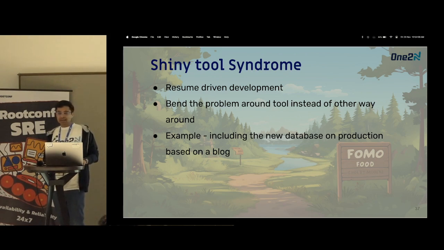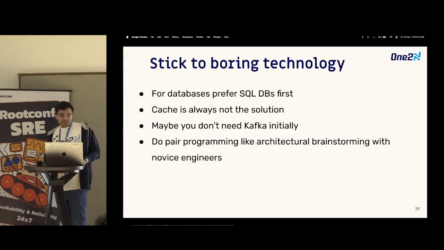For example, last year, I don't want to name it, but including a new database on production based on a blog because it was just hyped on social media, and you want to include that. Stick to boring technology. Why? Because for databases, prefer your SQL DBs. The effort and the amount of engineering that has gone in, the community that has been there for years, and the knowledge base that you will have in your team will be there first.